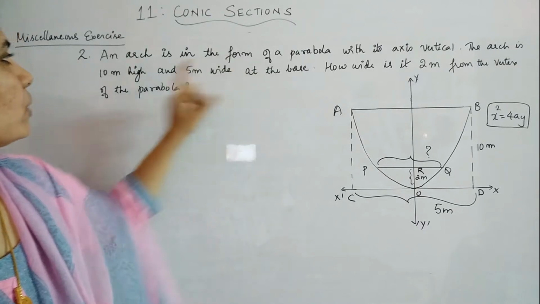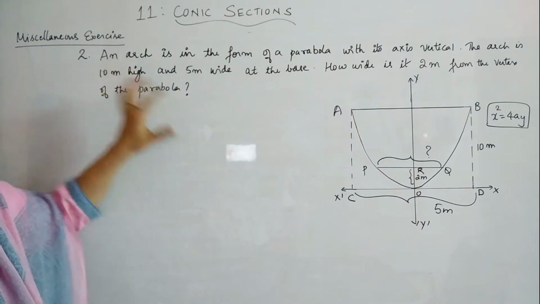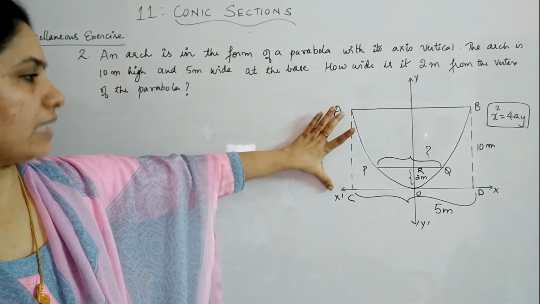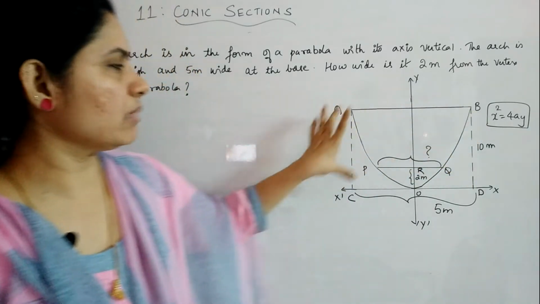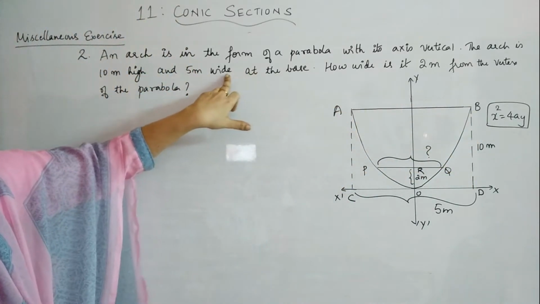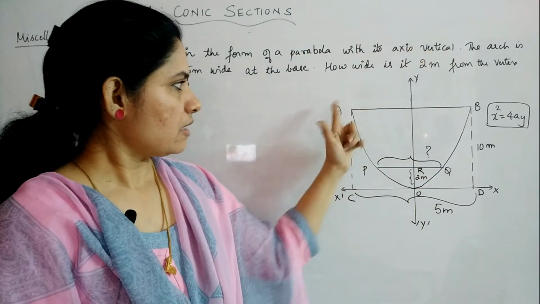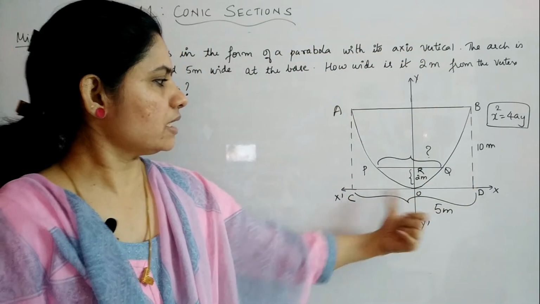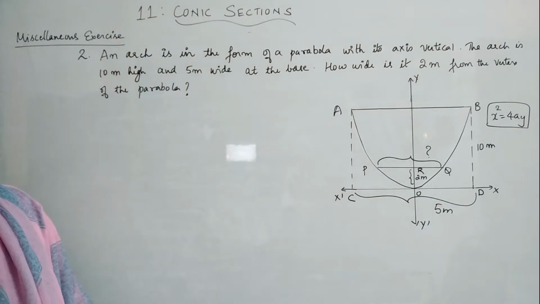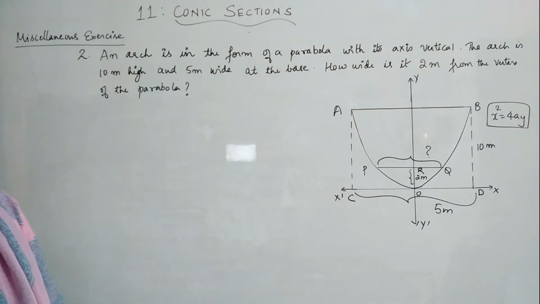Now here what all are given? The arch is 10 meter high. That means this length is 10 meters. So on both the sides you have 10 meters here, and it is 5 meter wide at the base. That means this AB, or when you take this perpendicular, you will get CD as 5 meter. Okay, this much is given in the question.